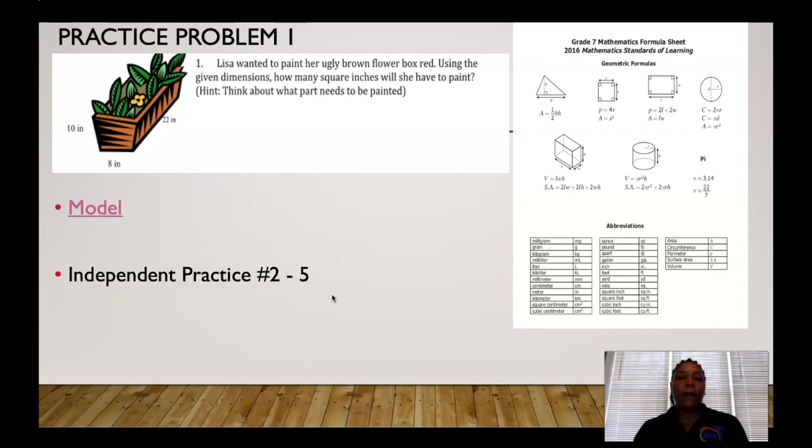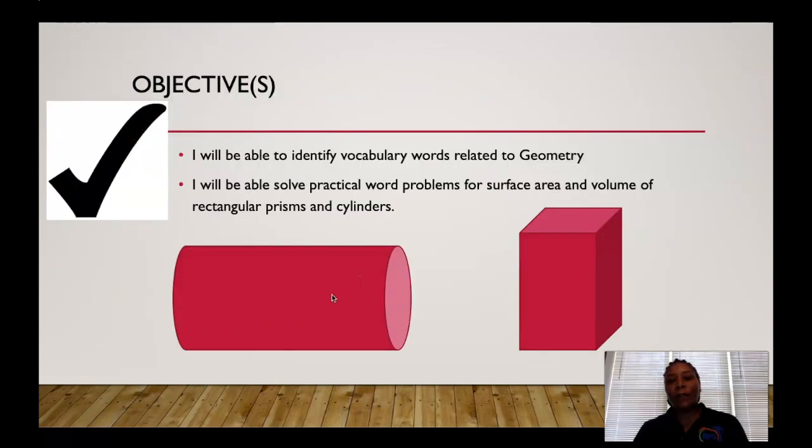Okay? So, did we meet our objective for today? I hope we did. I will be able to identify vocabulary words related to geometry, specifically surface area and volume, and I will be able to solve practical word problems for surface area and volume of rectangular prisms and cylinders.